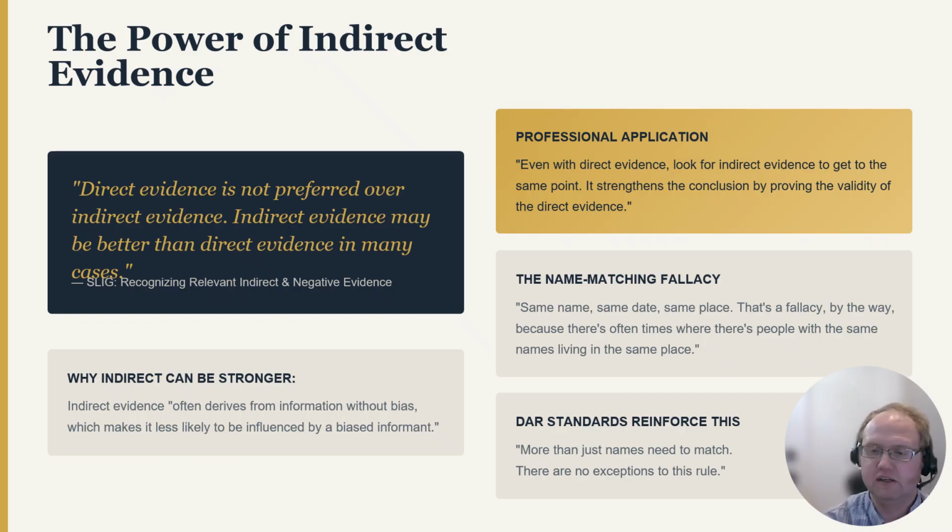You have to remember also DNA is really useful here. It's really important. Match data by itself doesn't prove anything, but when you correlate it, it does provide evidence. So even with direct evidence, look for indirect evidence to get to the same point. It strengthens the conclusion by proving the validity of the direct evidence. Also, conversely, doing so allows you to find cases where the indirect evidence conflicts, and that has to be resolved. That's part of reasonably exhaustive research.